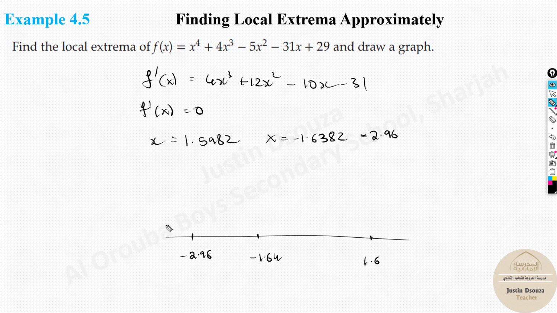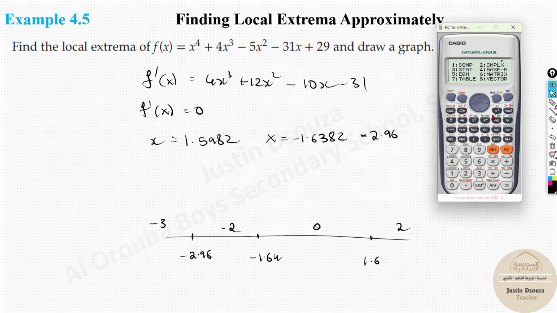Now let's choose the test values. What test values? I'll take minus 3, over here I'll take minus 2, over here I'll take 0, and over here I'll take 2. These are the test values to check whether it's positive or negative. If it's positive, it's increasing, the function increases. If the derivative is negative, anywhere if it's negative, the function decreases.